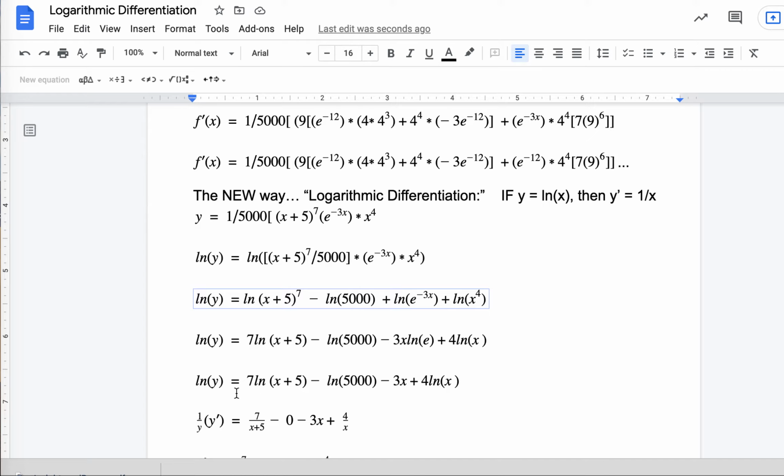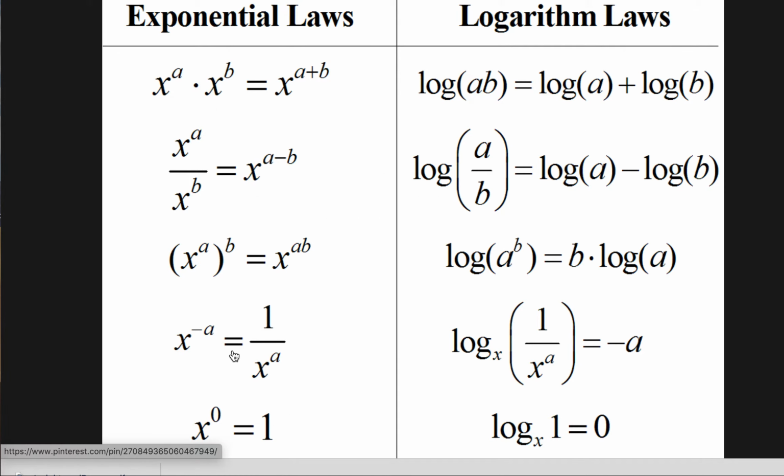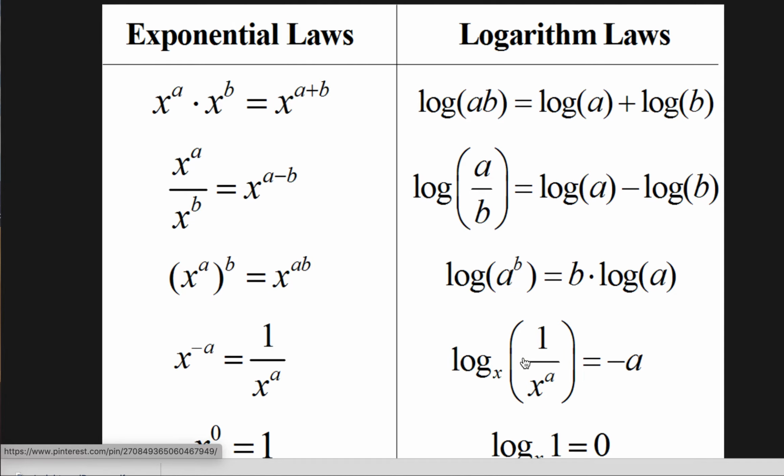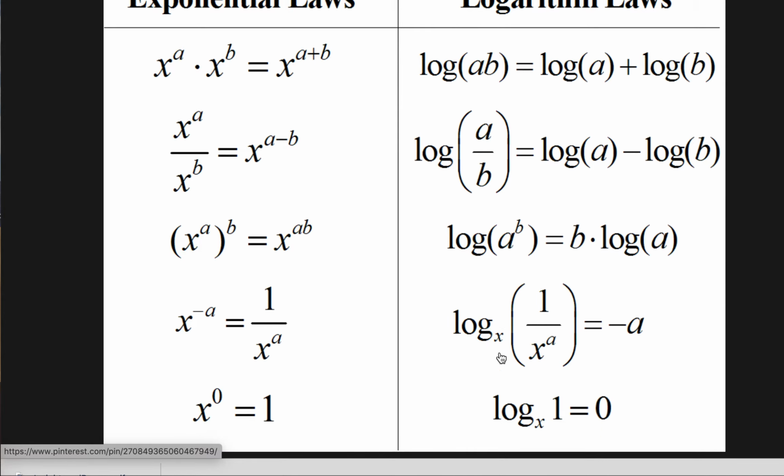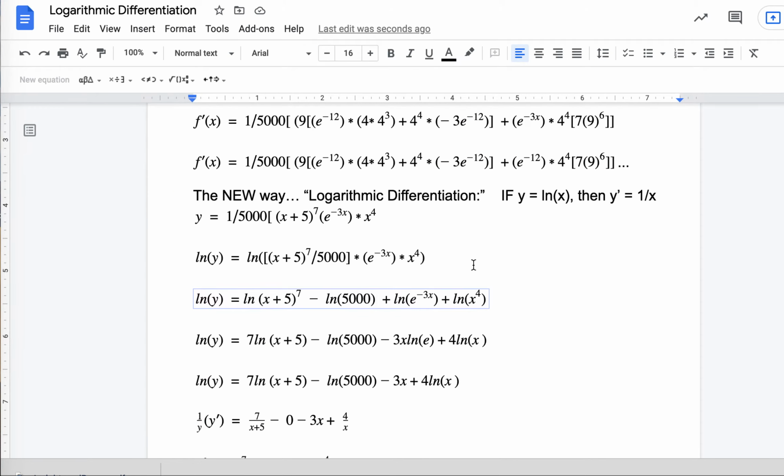Now, one further simplification is that perhaps you've noticed that the ln of e is one of our identities, going back to our rules here. The log base a of a is always 1. All right? So then, going back to this, the log base e right here of e is 1, so that becomes just 3x.